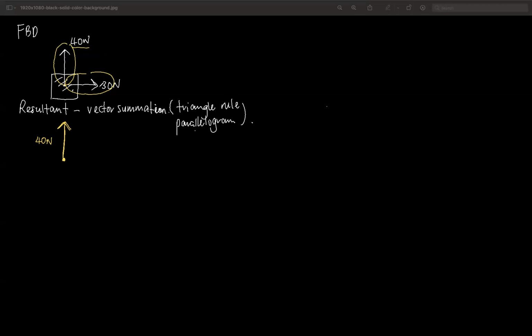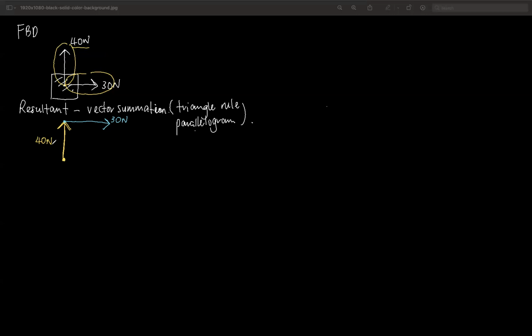30 to the right. Now the way I join, guys, I have to join to the tail of another vector. How do I join it? Here. 30. The 30 should be shorter a bit, right? So let's say like this, 30 Newton here. This is how I join the vector. What I'm doing here, I'm adding up the vectors.